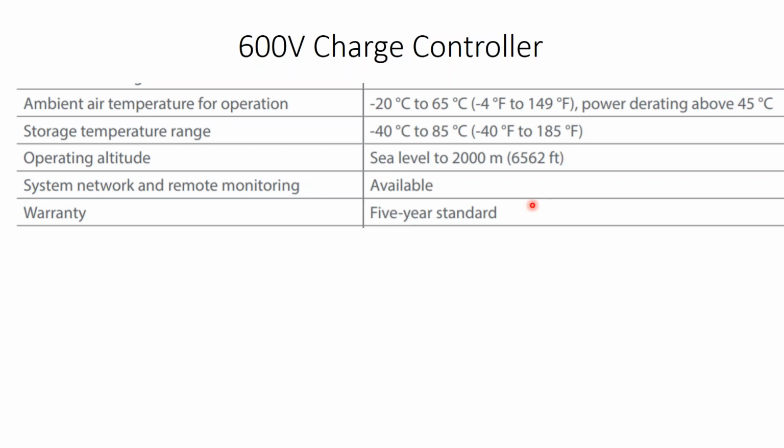The warranties are also shorter. Your standard solar inverter has a 10-year warranty. The battery inverters have a 5-year warranty.